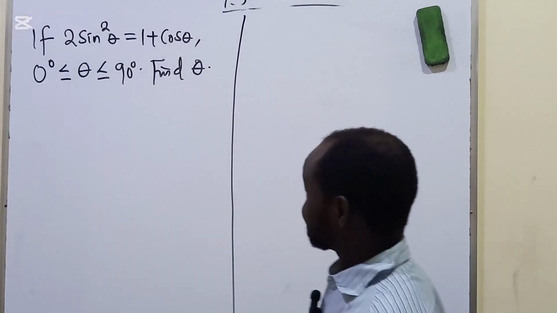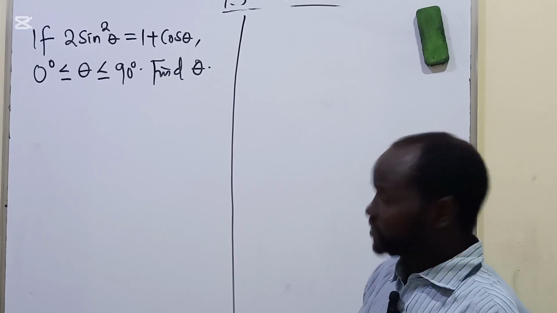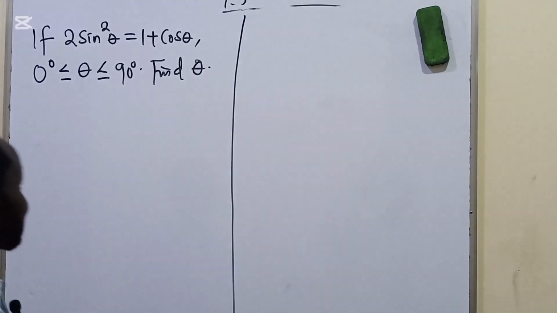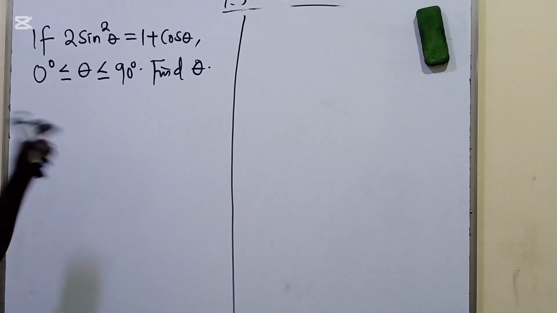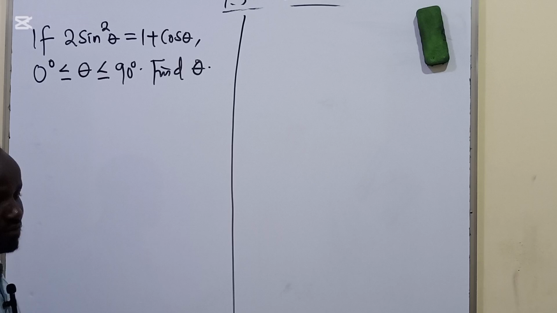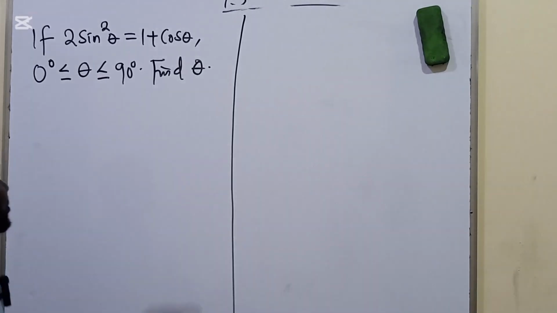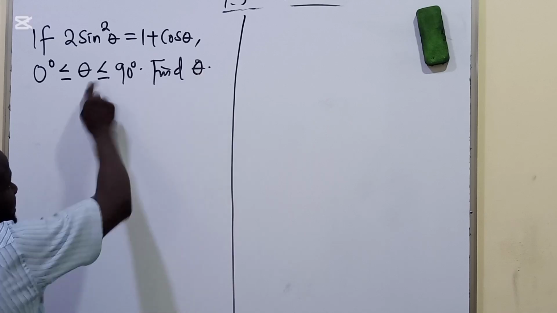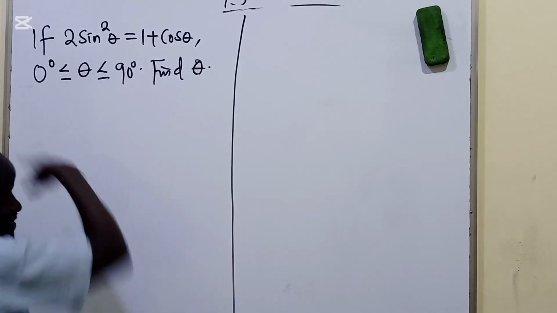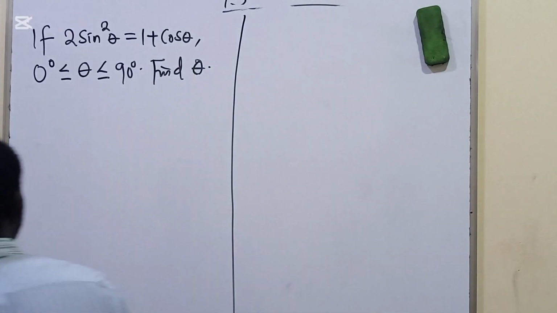In today's presentation, we are looking at this question. The question reads: if 2 sine squared theta is equal to 1 plus cos theta, given that theta is between 0 degrees and 90 degrees inclusive, it means whatever the value of theta, it must fall in the first quadrant. We are asked to find theta. Theta can be 90 degrees or less than 90 degrees. Theta can be 0, but it cannot be less than 0. Very important. This is the range that's given to us.